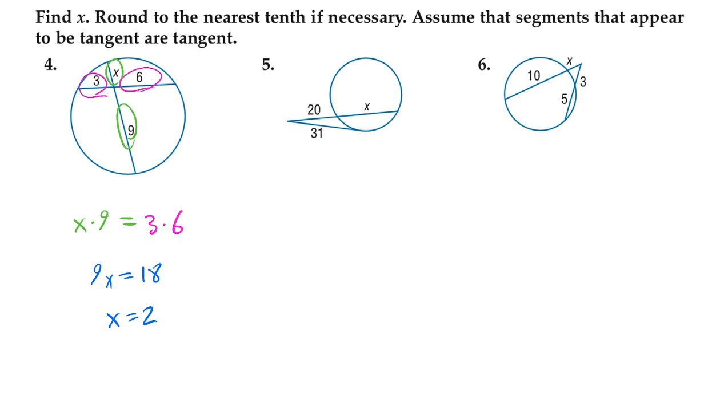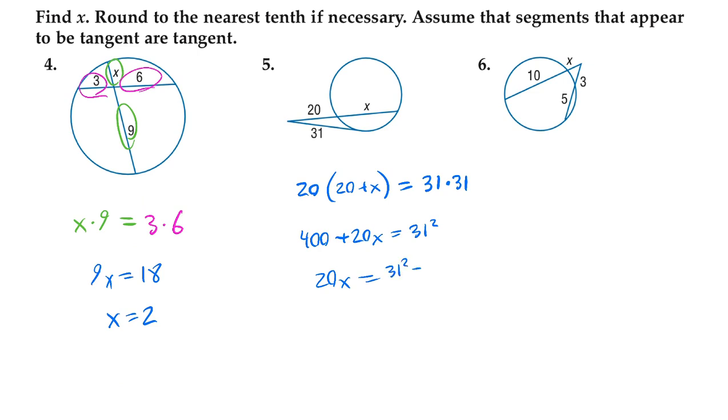Great. Okay, next one. This is the outside piece times whole thing, 20 plus x, equals the outside piece 31 times the whole piece, which is again 31. So we get 400 plus 20x equals whatever 31 squared is. So 20x equals 31 squared minus 400. Whoa. And then we divide by 20. So x equals 31 squared minus 400, all divided by 20. Have fun with that one.